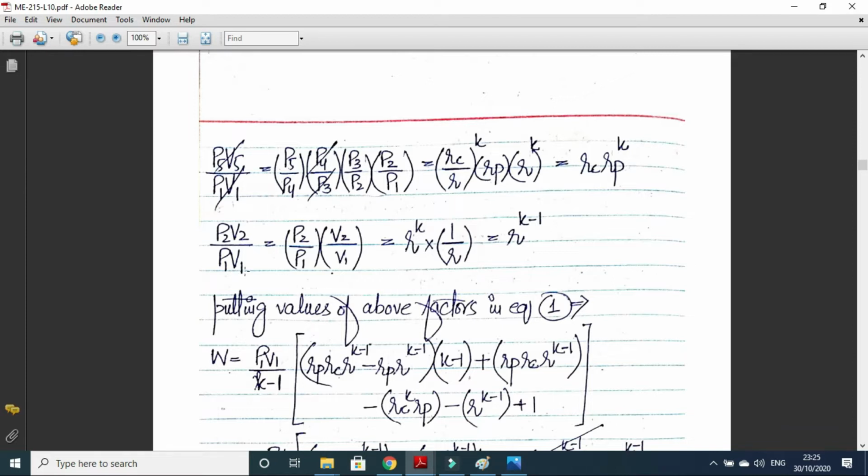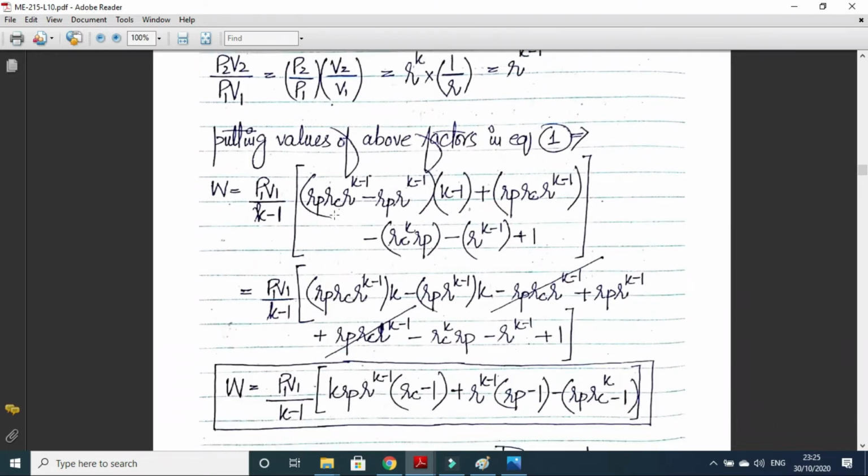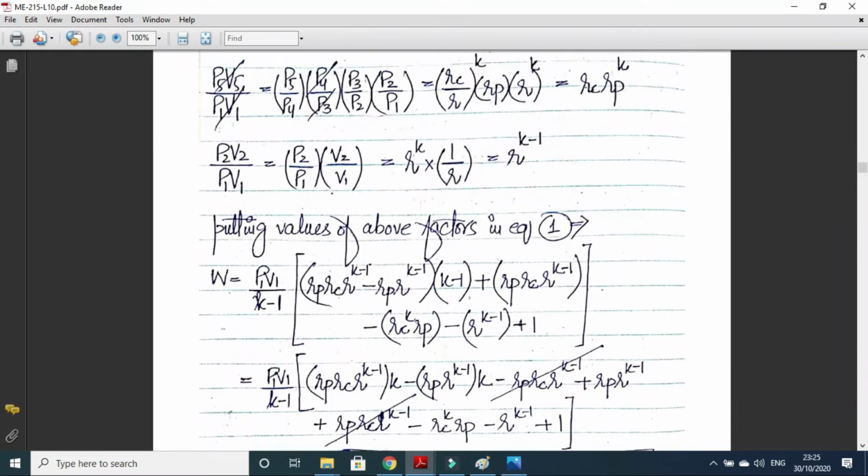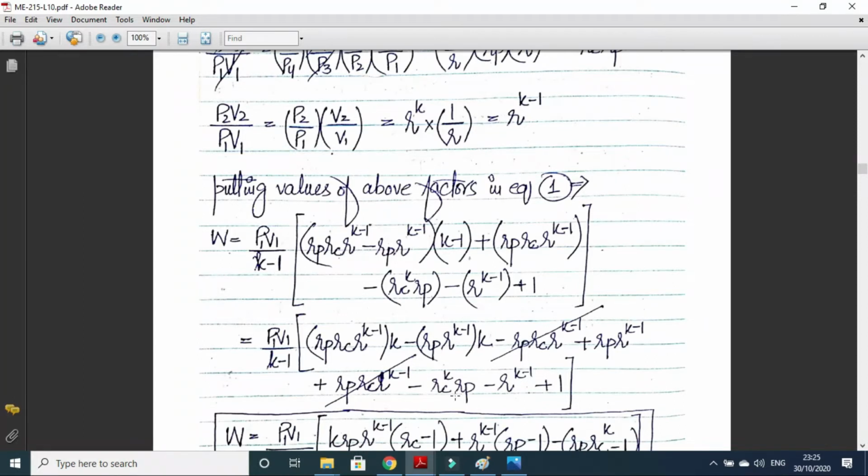P2 V2 upon P1 V1 can be written as P2 upon P1 is R to the power k, and V2 upon V1 is inverse of compression ratio. It will be R to the power k minus 1. Now we can put all these values in equation number 2. Then we can do the simple calculation, like we can multiply k with this and then minus 1 with this, and then this term will be cancelled out. Then we can do simple mathematics and rearrangement and the common things, and then we will be left with this expression. So let's check whether we have put Rc Rp to the power k. This is here Rc to the power k Rp. So this thing is correct.